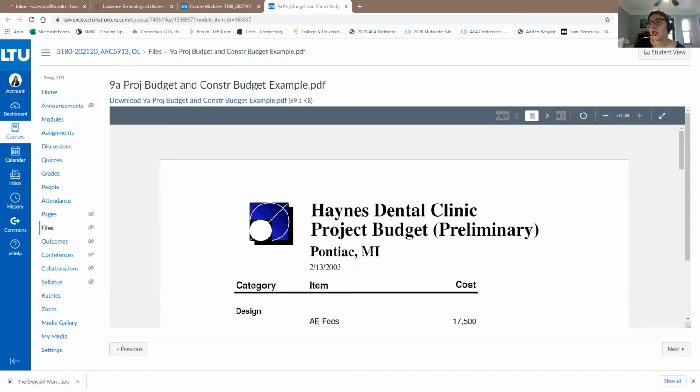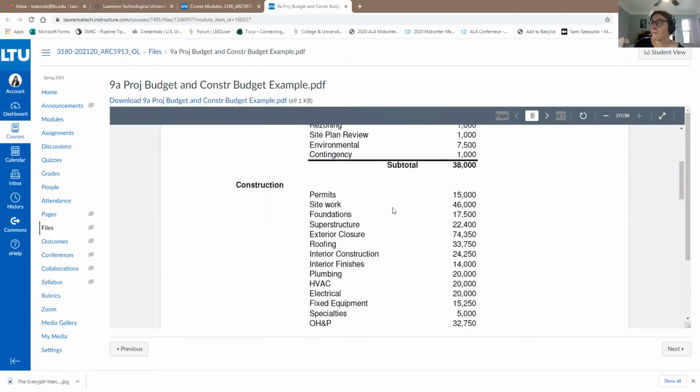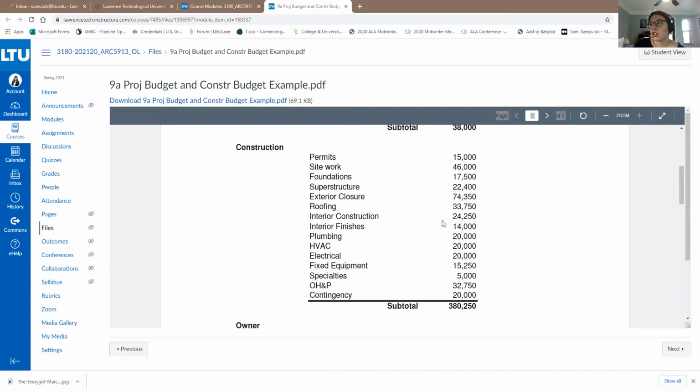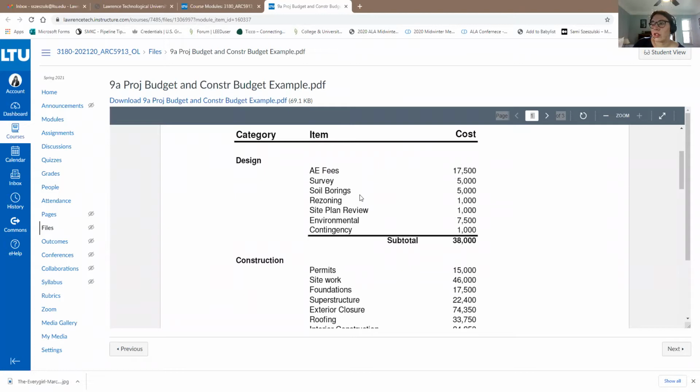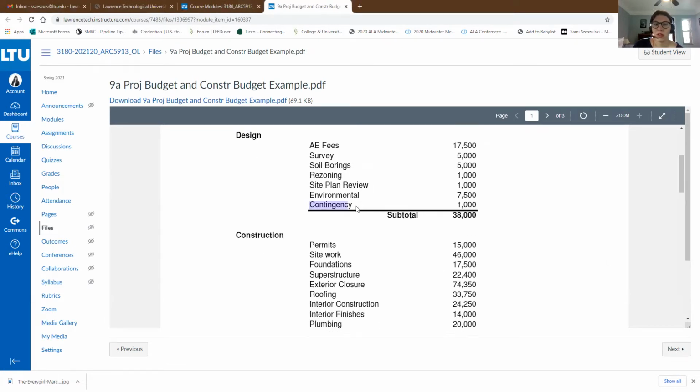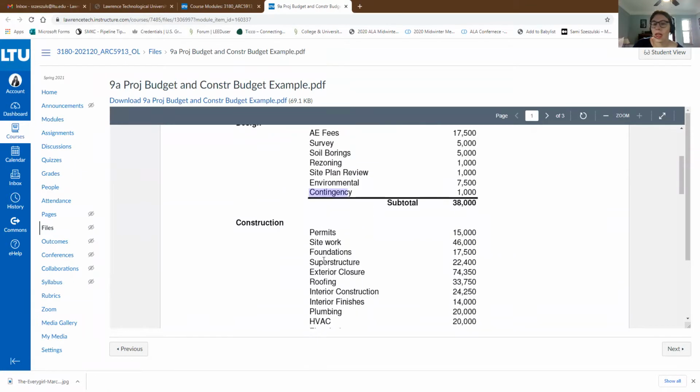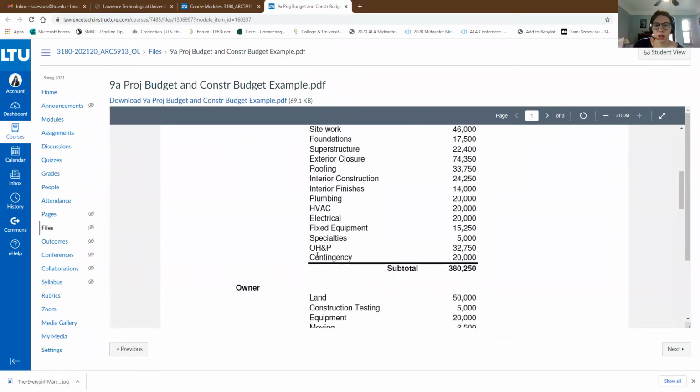This overall project budget is made up of the direct construction expenses, or the construction budget, as well as other applicable project expenses such as design and engineering fees, surveys, soil borings, zoning fees, plan review fees, environmental fees, and potential remediation, and possibly, most importantly, the contingency. You'll notice that contingency shows up in both the design costs here and in the construction costs here. This is intentional and important.